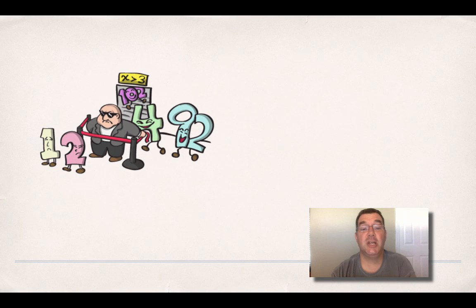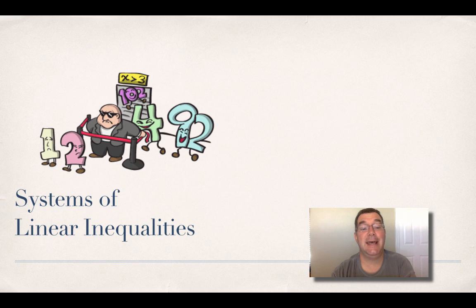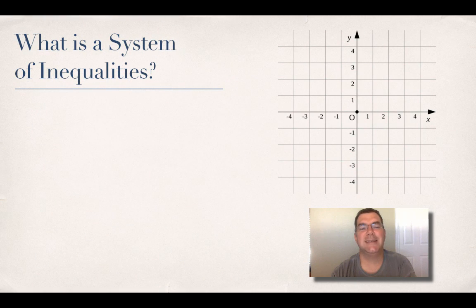Hello again. We are finishing our discussion of systems of linear equations, and we're branching out and talking about linear inequalities instead, and what happens when you've got more than one inequality graphed on the same xy plane. So let's get started. What is a system of inequalities?